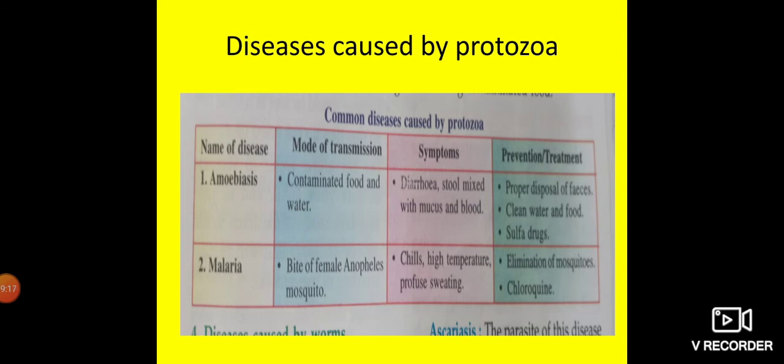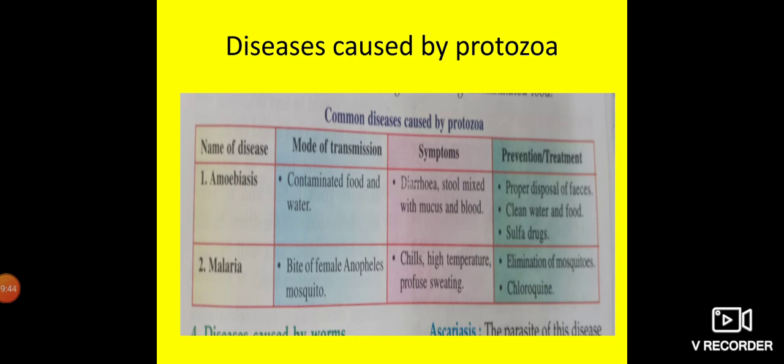We can prevent it by proper disposal of feces and drinking clean water and food. The treatment is sulfa drugs. The medicine given to the patient who suffers from amoebiasis is sulfa drugs. Okay, so the table of amoebiasis and malaria is given. You have to study this table.